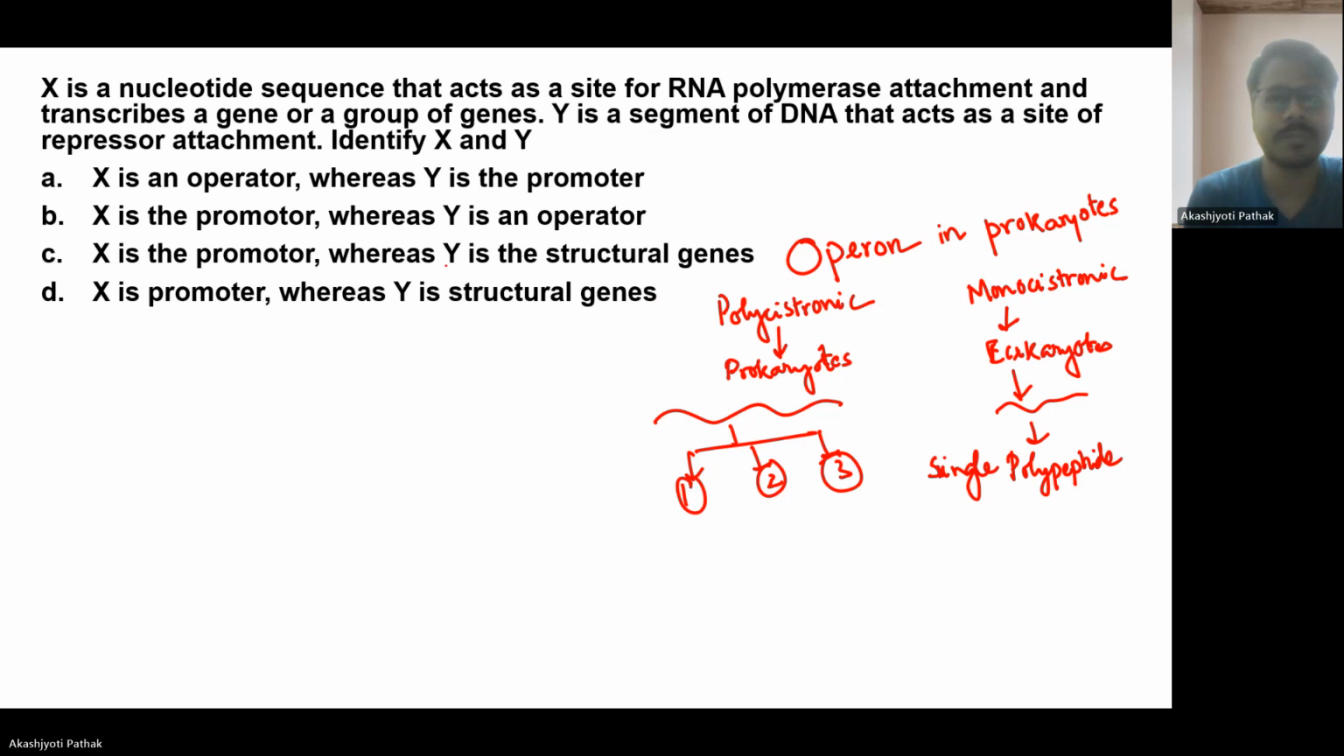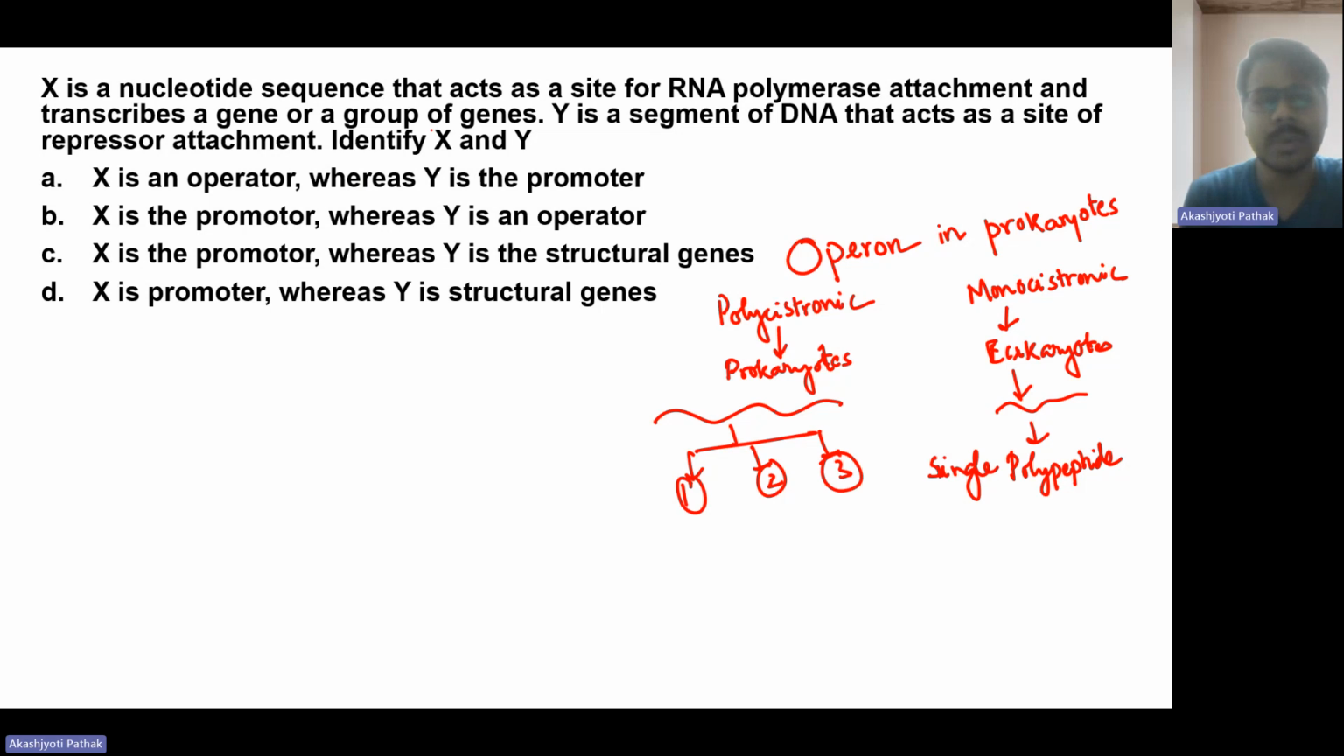So in this question, you know how an operon looks, right? The operon will have a promoter region. First there will be a regulator gene. Then there will be a promoter region, then operator region, then there will be structural genes, and then there will be a terminator region.